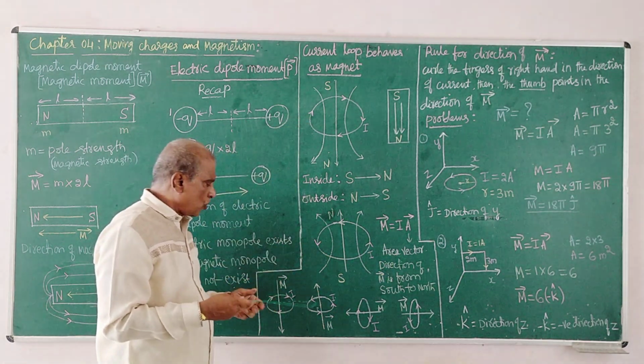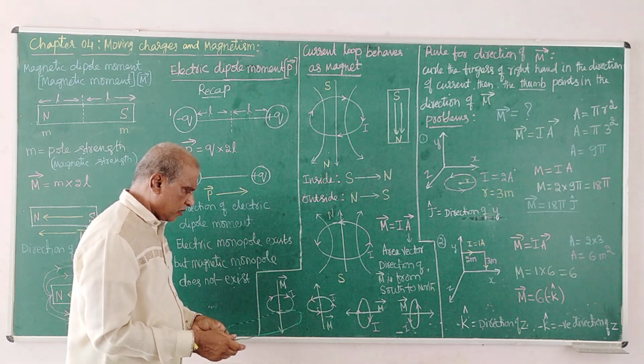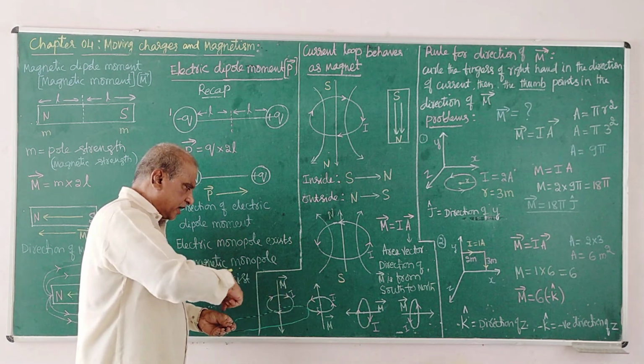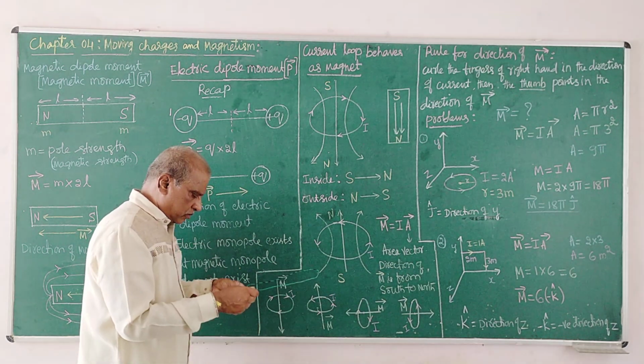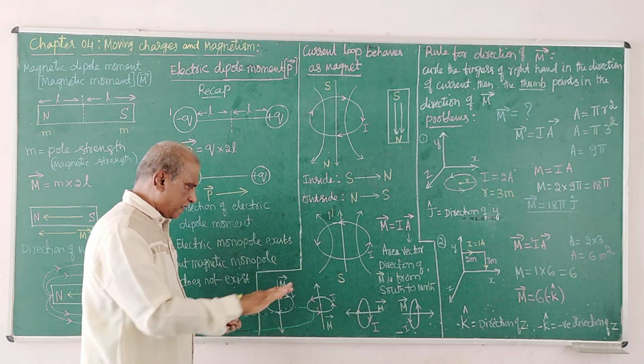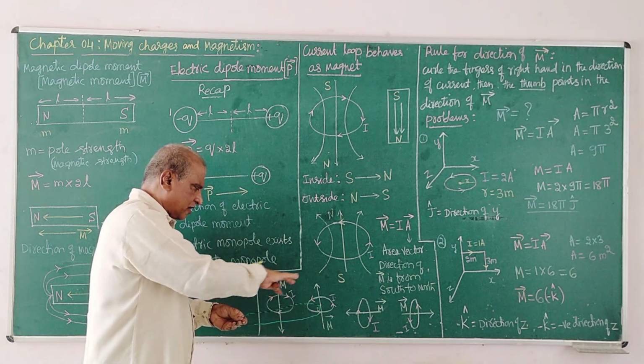Here, the same case, I am holding it. The current direction is this. The loop is perpendicular to the pole, parallel to the surface of Earth. Current direction, what is that? Clockwise direction.